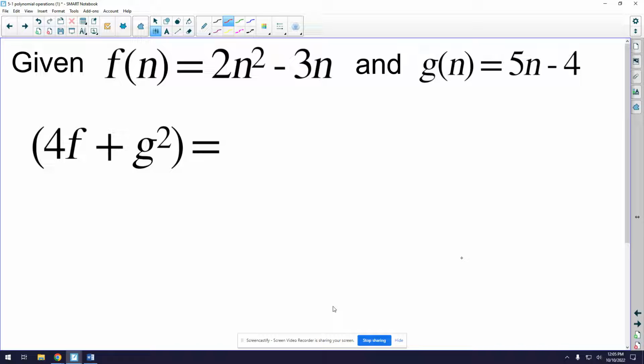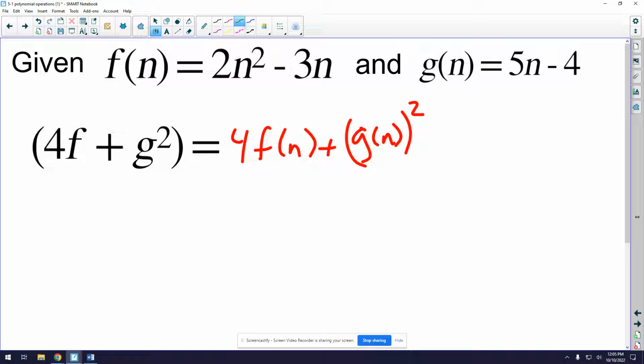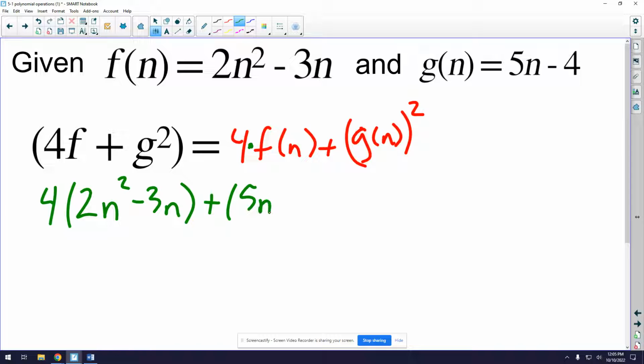Now, we also can do one like this. Let's talk about what this means. So 4f plus g squared. So that means I want 4 f of n plus g of n squared. This is 4 times f of n. So I'm going to take 4 times f of n plus g squared.